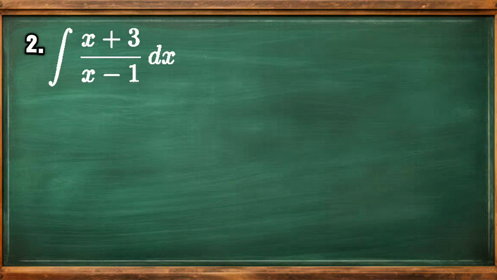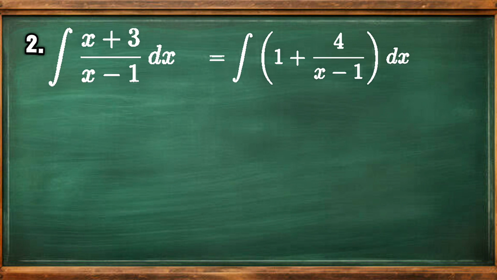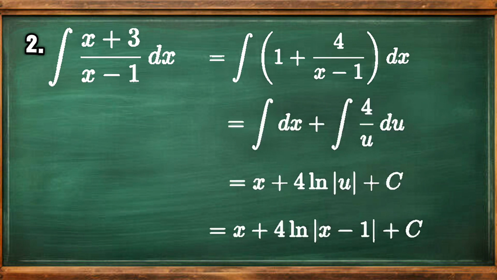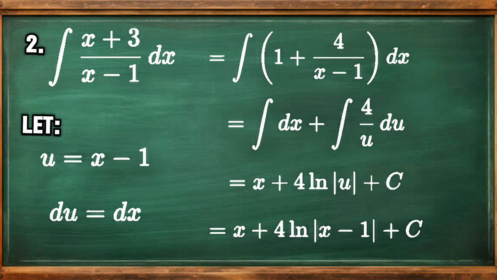For the integral of x plus 3 over x minus 1, we simplify first by dividing the function. That's why we get 1 plus 4 over x minus 1. Then, integrate each part. The integral of 1 is x, and for the second part, we let u is equal to x minus 1, so that du is equal to dx, making it 4 ln u plus c. Then, we substitute back the u, and the final result is x plus 4 ln x minus 1 plus c.